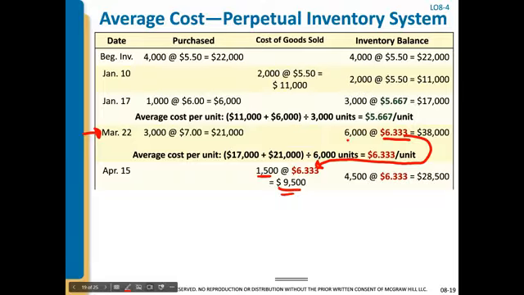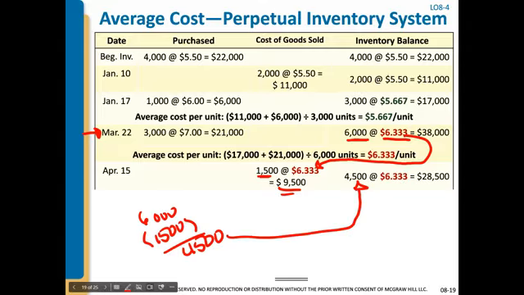So now we had 6,000 units, and we sold 1,500, right? That's what we sold. And so we have 4,500 units left in our ending inventory, and we use a $6.333 cost dollar amount to value the ending inventory at April 15th for $28,500.